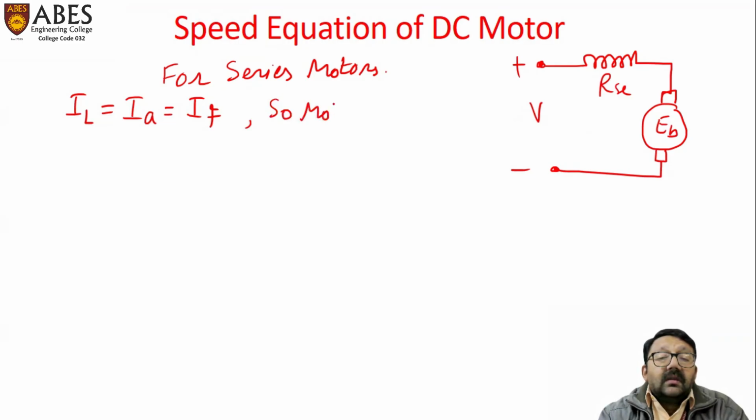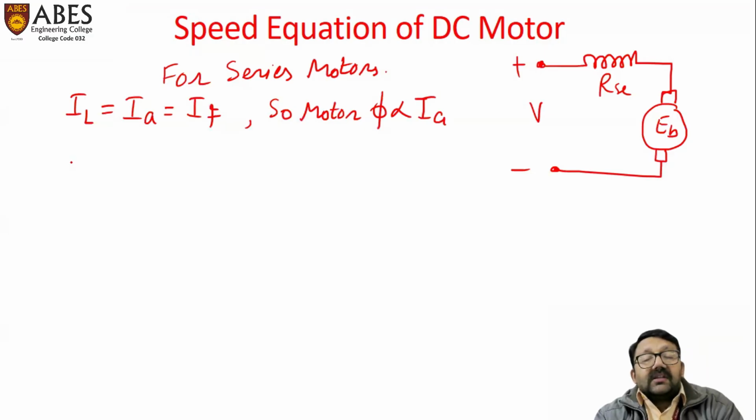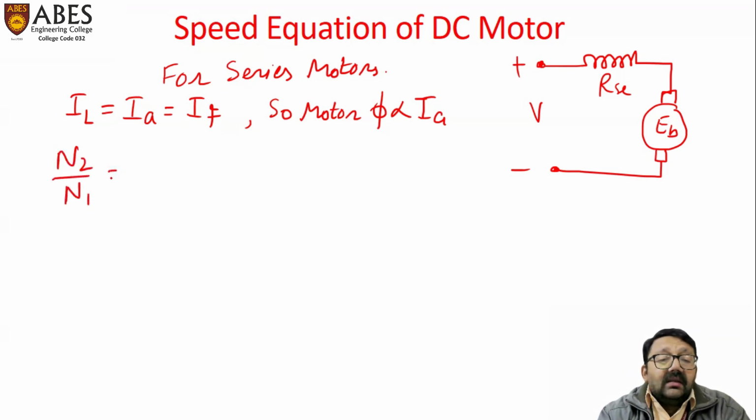So, motor flux is proportional to Ia. So, the speed equation for a DC series motor at two different values of armature current or field current can be written as N2 by N1 is equal to EB2 by EB1 multiplied by phi1 upon phi2.